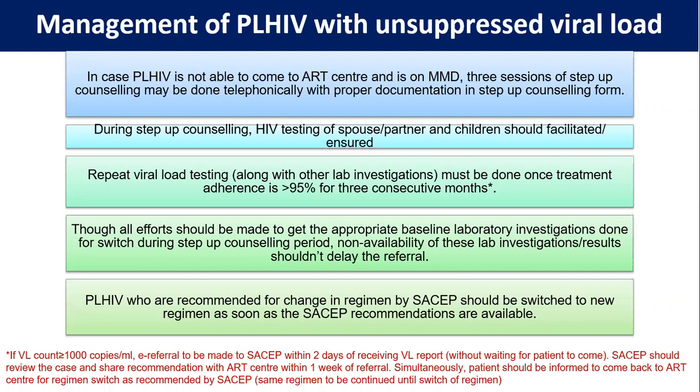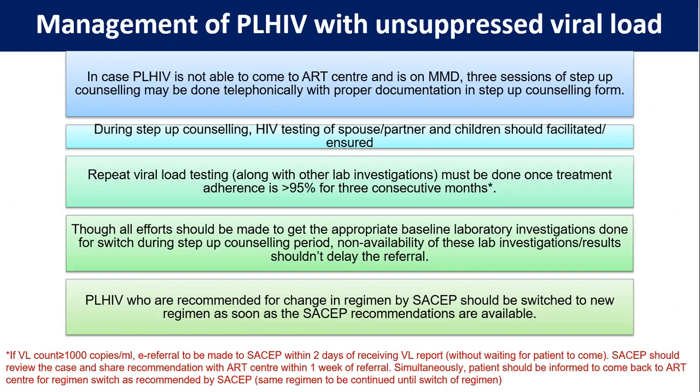Repeat viral load testing along with other lab investigations may be done once treatment adherence is more than 95% for 3 consecutive months. Here it is important, as many times you find that other investigations are not being done before such a referral. So this adherence period can be utilized for getting all those test results. Though all efforts should be made to get the appropriate baseline laboratory investigations done for switching during the step-up counseling period, non-availability of these lab results should not delay the referral.